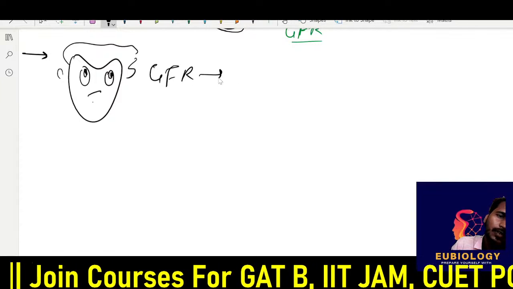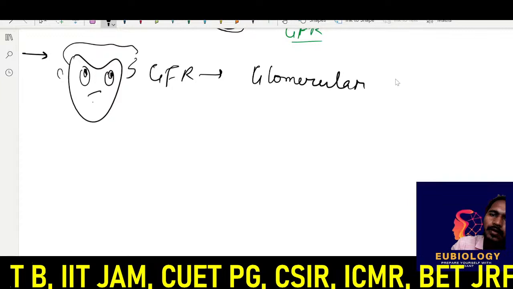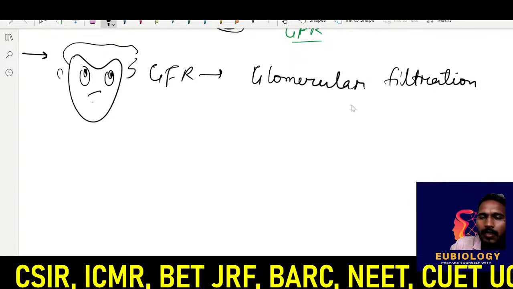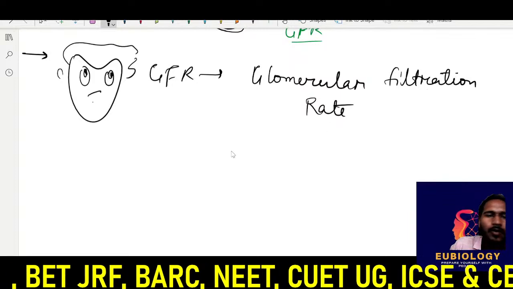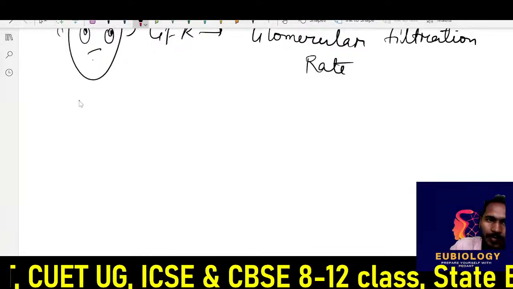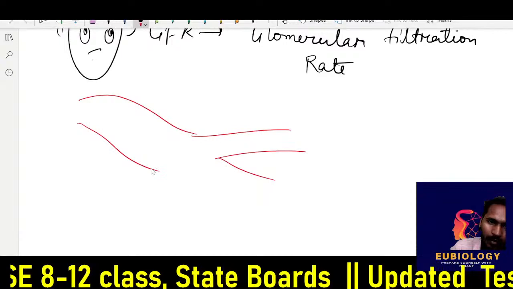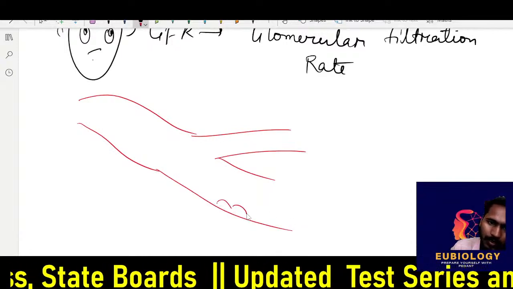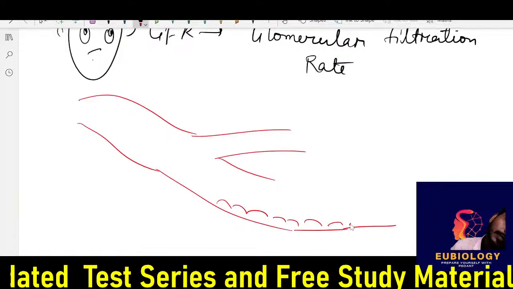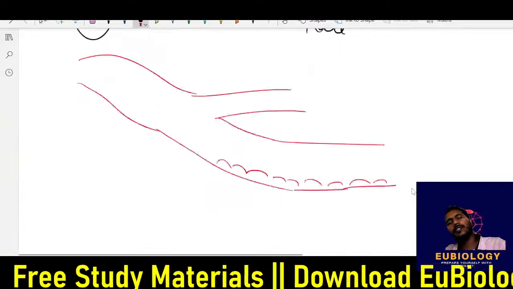GFR is the glomerular filtration rate. If you see the glomerular filtration rate, you will find there are blood capillaries, glomerular capillaries, and these are the cells. These cells have a small gap from which the big particles cannot pass.